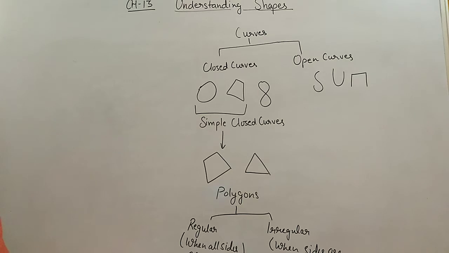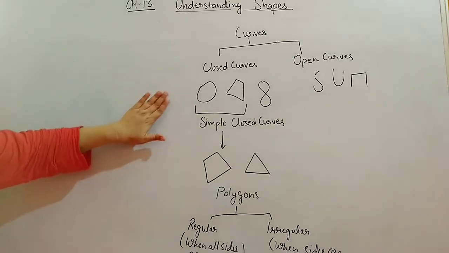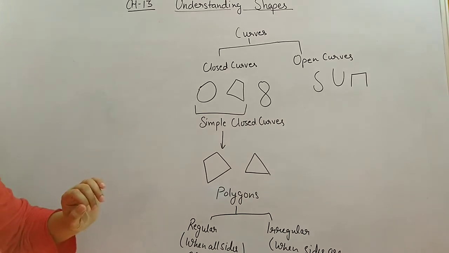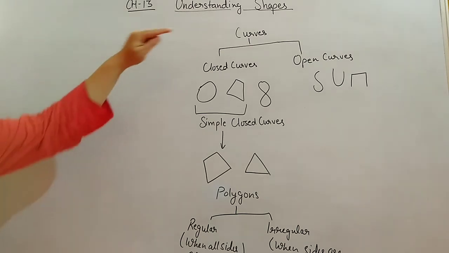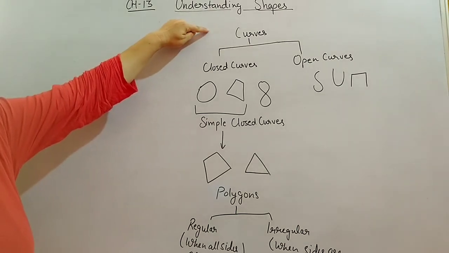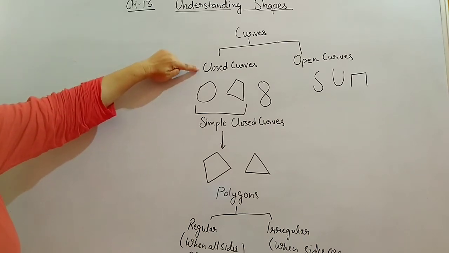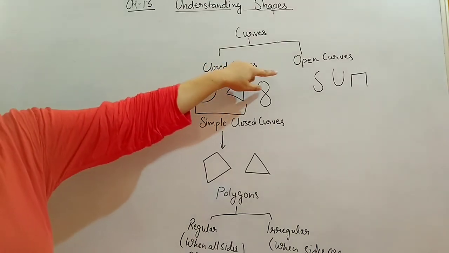So the first thing is, what are planes? Planes means a flat surface like this board or piece of paper or tabletop. All these surfaces we will call planes. Figures drawn with the help of pencil or pen or chalk on these flat surfaces are called curves. Now curves will be of two types. One is closed curve and another one is open curve.